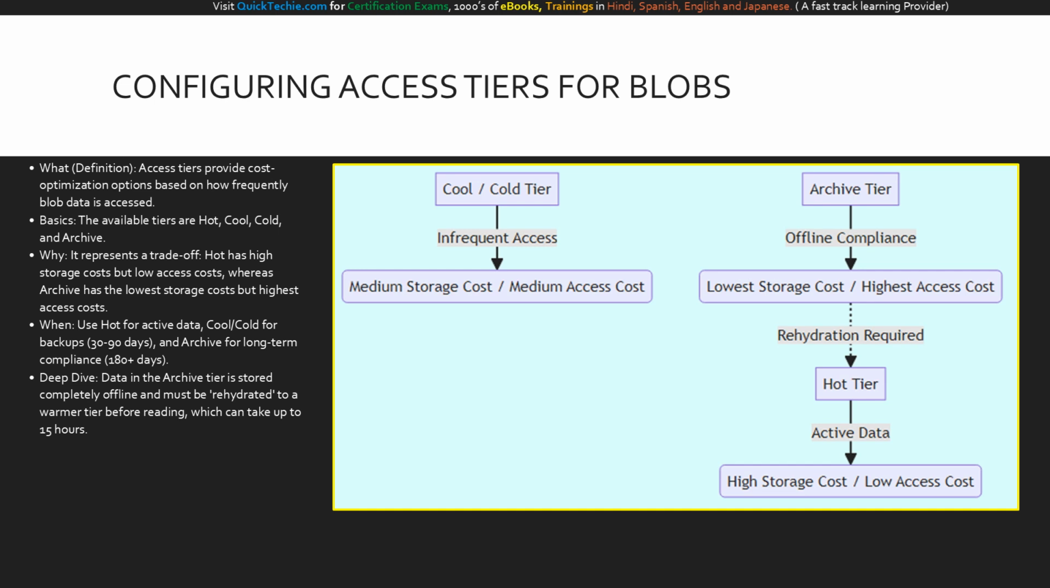This chart illustrates the cost dynamics of access tiers. At the top, the hot tier holds active data, resulting in high storage costs, but cheap access. In the middle, the cool and cold tiers represent a middle ground for infrequent access. At the bottom, the archive tier offers the lowest possible storage cost for offline compliance data, but carries the highest access cost. Notice the dotted arrow returning from archive to hot. This represents the mandatory rehydration process, highlighting that archive data cannot be read directly. It must be moved back to a warmer tier first.